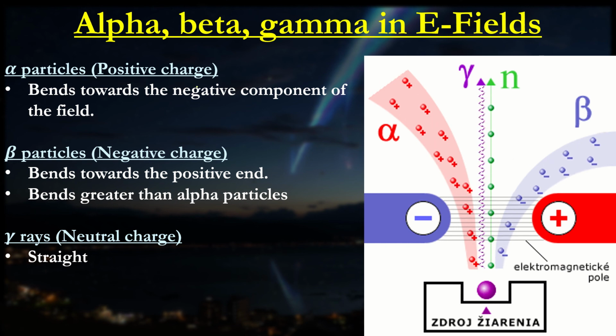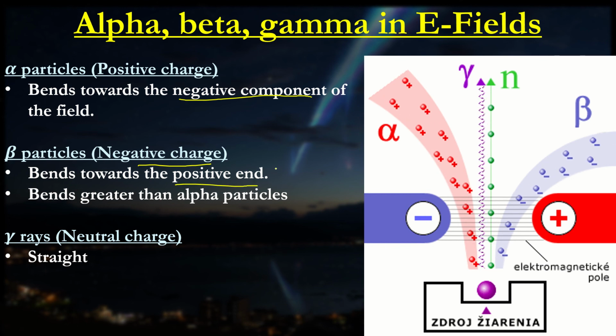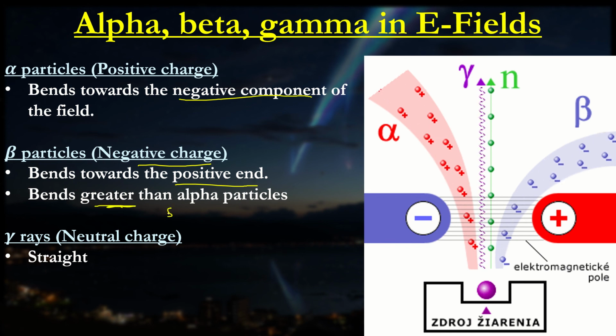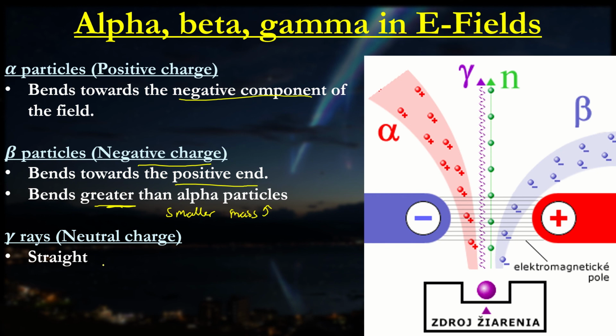If we look at the way alpha, beta, and gamma work in electric fields, you can see that alpha, being the positive charge, is going to bend towards the negative side of the electric field. Beta, being the negative charge, will bend towards the positive end. We also know, in terms of the actual bend, beta is greater, so it has a bigger bend because it has a smaller mass than the alpha particle, while gamma is just going to go straight through because it's neutrally charged. Okay, so there you go.